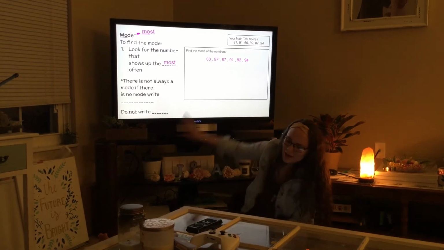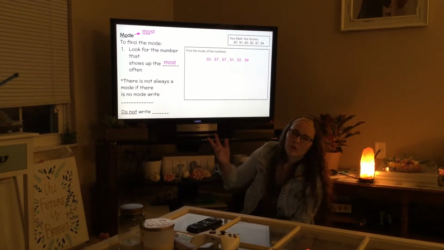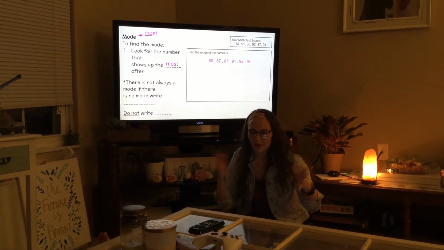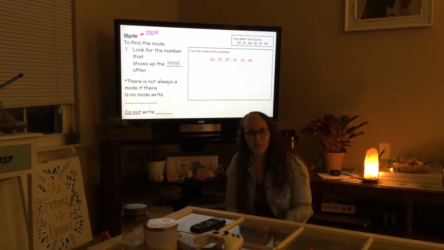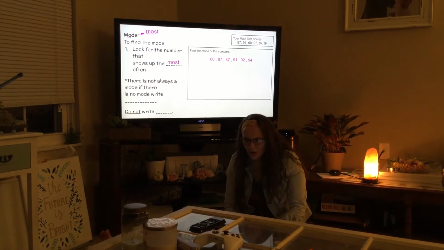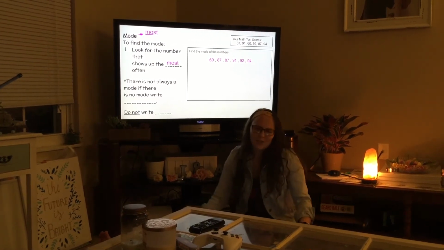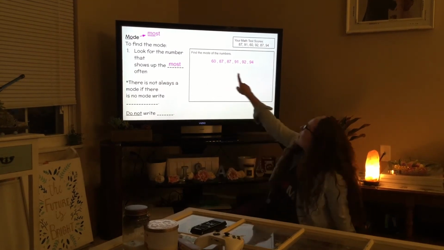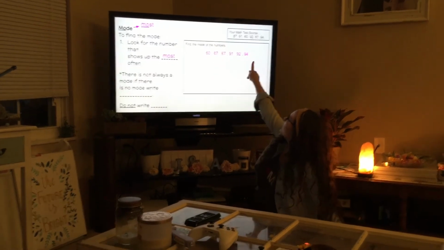So if I'm looking at my data set here, I just used ordering them from least to greatest. Sometimes it's nice when you group them together. It's faster to see if you have multiple. So I used them from least to greatest. You don't have to order them from least to greatest, but it is sometimes helpful. And if I'm looking here, well, which number occurs the most?